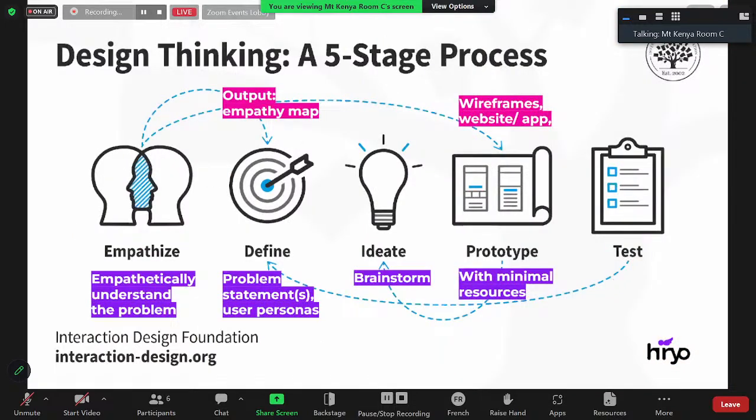So this is the design thinking cycle. It starts with empathy. So here you're trying to empathetically understand the problem. You're not making assumptions about the users or the problem. And if you're making assumptions at this point, you have to be conscious that these are assumptions that you will either validate to be true or false or to be missing.